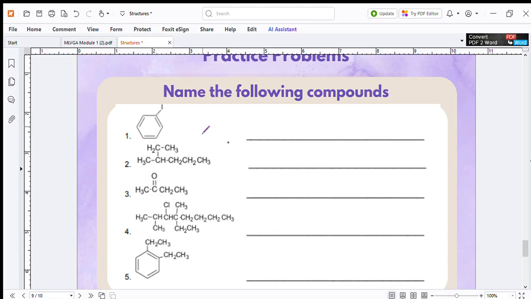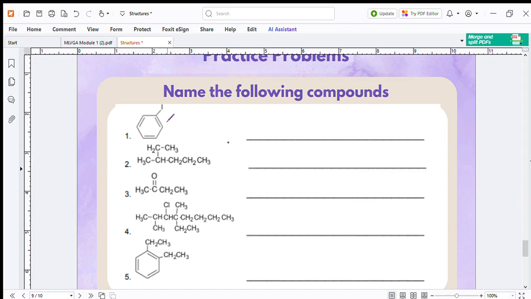So pwede natin sabihin ito po ay benzene. Na-identify natin siya as benzene. So ang benzene na yan, meron po siyang attached iodide. So ano kaya yung pinag-aaralan natin dati sa taas? Meron pong prefixes pag iodide. Pag iodide po, ang pangalan niya po or prefix niya ay iodo.